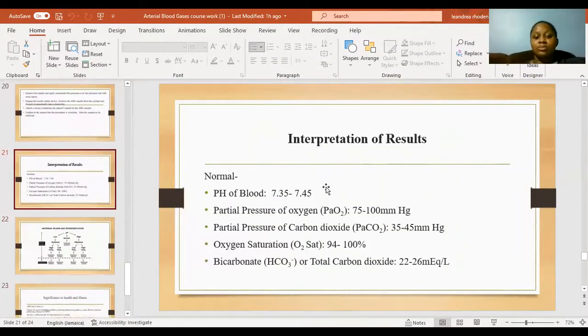Right, so for pH of blood, it should be 7.35 to 7.45. Partial pressure of oxygen, PaO2, 75 to 100 mm Hg. For partial pressure of carbon dioxide, it should be 35 to 45 mm Hg. For oxygen saturation, O2, it should be 94 to 100%. So bicarbonate, it should be 22 to 26 mEq/L. Now, the higher the partial pressure in an area, this typically means the higher the amount of gas that is present within the area.